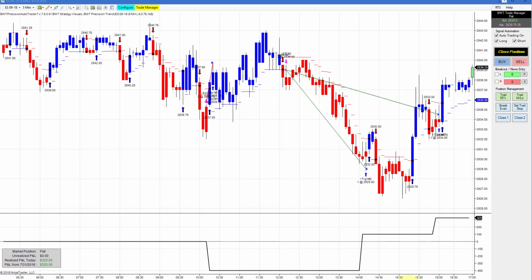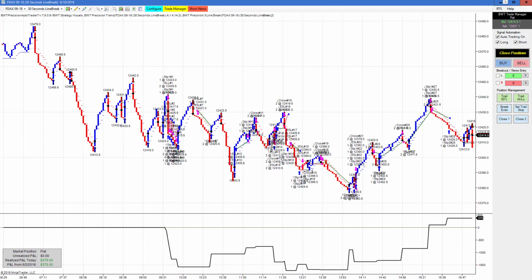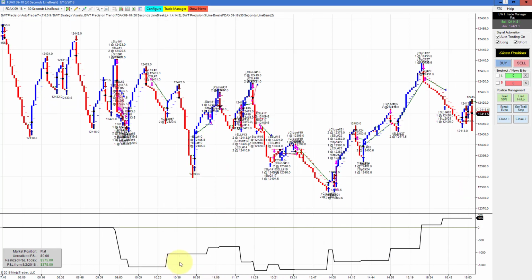Okay, the Emini S&P on a regular 5-minute chart did 325 and came back from a drawdown of 400, so this trade was good for about 750 here. The DAX on a 30-second line break did 375 after a pretty substantial drawdown of about 750 or 800 per contract, as you can see here. So it was mostly underwater for most of the session and then came back late in the day.